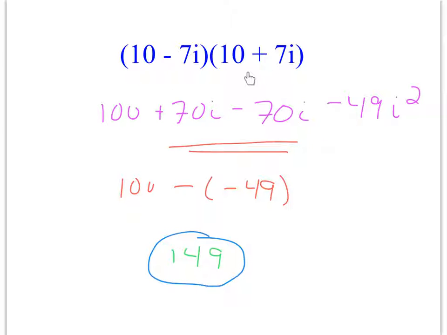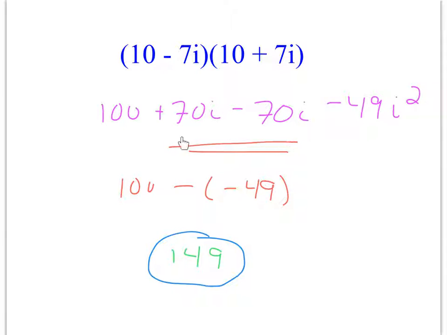So our middle terms we're going to cancel. But when I foiled, I got 10 times 10 is 100. 10 times 7i is 70i. Negative 7i times 10 is negative 70i. And negative 7i times 7i, of course, is negative 49i squared.